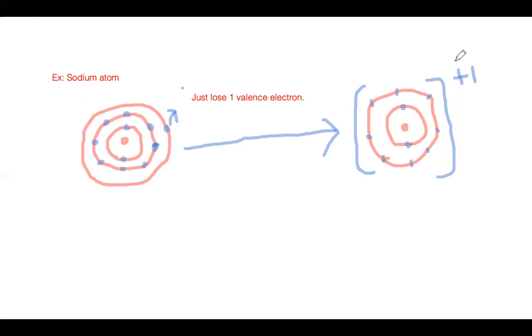Okay. So now, how many electrons are there in the sodium ion? Sodium ion has 10 electrons now. Before, the sodium atom had 11 electrons, then it loses one. After it loses one, 11 minus 1, now it has 10 electrons.